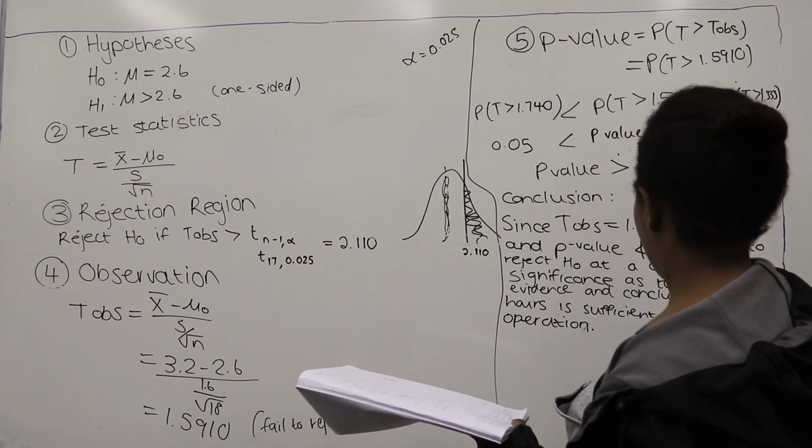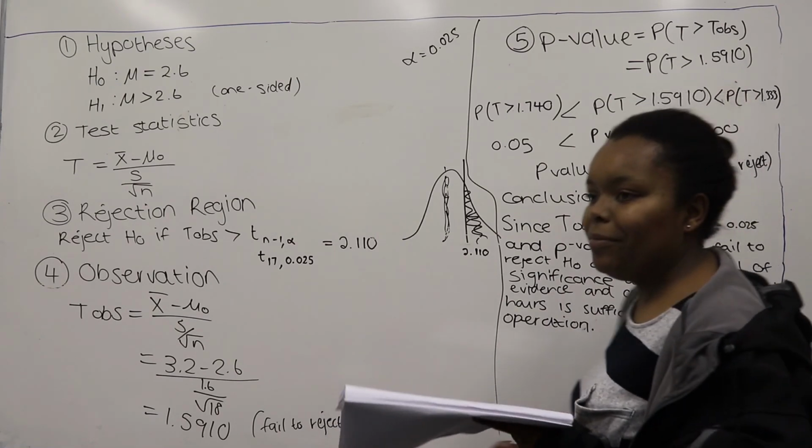Just a question. So you said that we are failing to reject H naught, meaning that we have insufficient evidence, not sufficient evidence. Sorry, insufficient evidence. Yeah. Okay. Yeah. That's it.